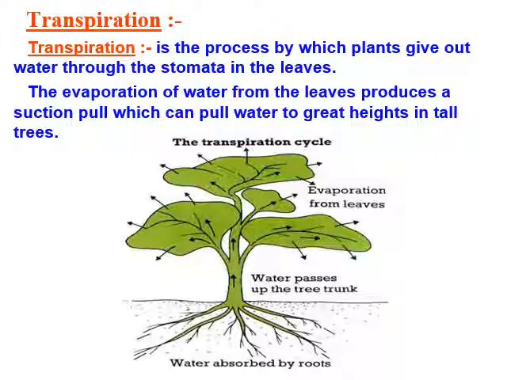Like evaporation from the leaves, when the sun rays fall on the leaf surface, it evaporates the water present in the leaves, and that leads to a low pressure area in the leaves, and water from the high pressure area, means from the soil, gets absorbed by root hairs, and water passes through capillary action or suction pull to the upper part of the plants.